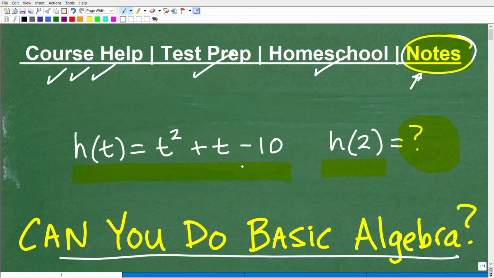Well, when we evaluate a function, okay, you see we have 2 here. What we want to do is replace this t with a 2. So anywhere we see t in this function, we're going to replace this with a 2. So we're going to replace this t with a 2 and this t with a 2, and then we're going to simplify that. So that's what we want to do here. Okay, that's what this means when we evaluate a function.